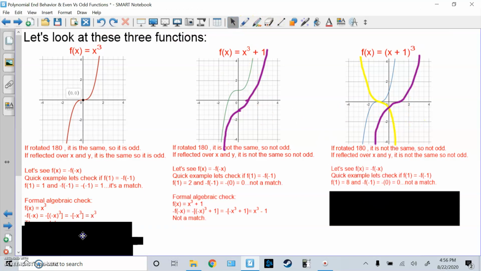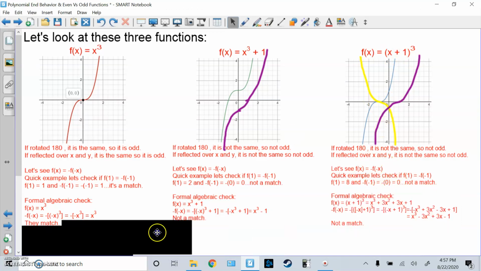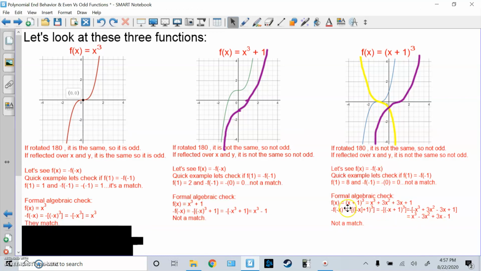The quick check fails. So let me try f of 1 and negative f of negative 1. Now f of 1 isn't in this graph, so what I did is actually just plugged in 1 to the equation. 1 plus 1 is 2, 2 cubed is 8. Then when I went f of negative 1, that was 0, and then negative 0 is 0, so those don't match. Here's the form algebra check. I plugged in negative x for every x. Then once I did that, I multiplied the whole equation by negative 1. Notice that this final equation does not match the original equation. It's close, but the second thing changed signs from a positive to negative, and the last thing changed signs from positive to negative.